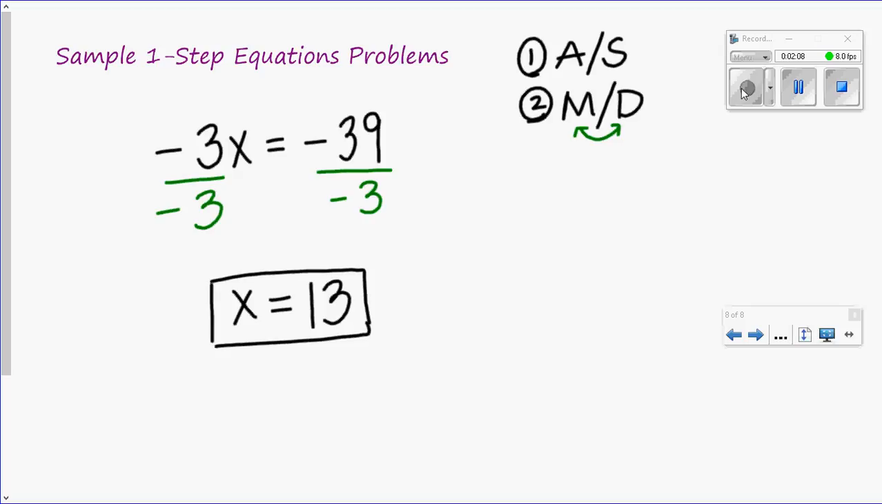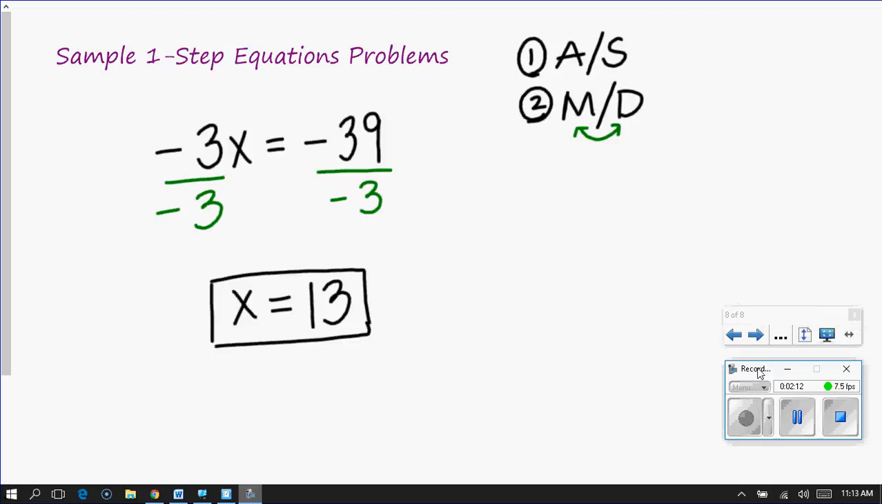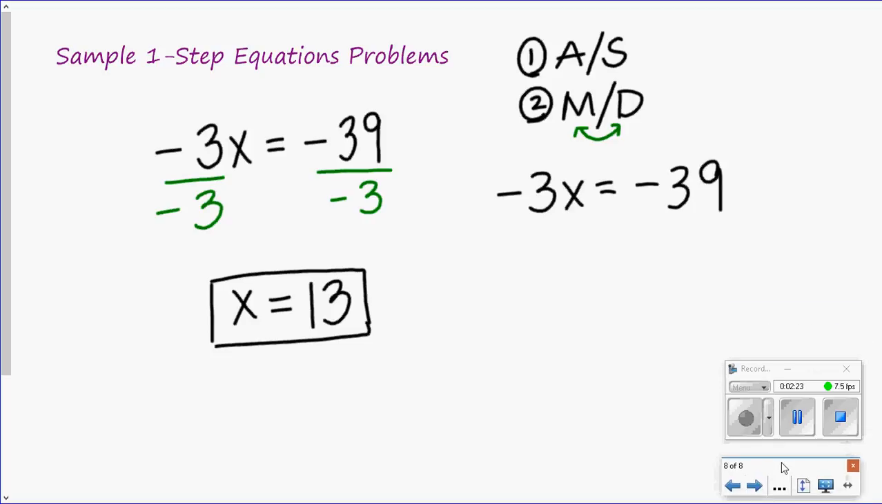A lot of kids think that the check is just an extra step, and maybe your teacher's trying to punish you, but I promise that's not the case. The point of the check is to see if you got the answer right or wrong. So I'm actually going to put the wrong answer in here so you can see what happens when you get the wrong answer.